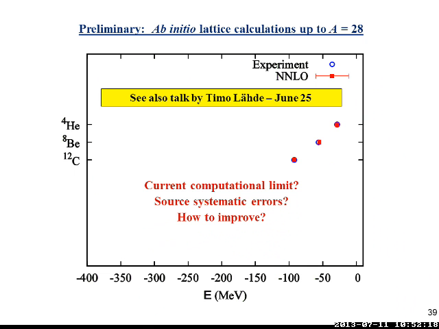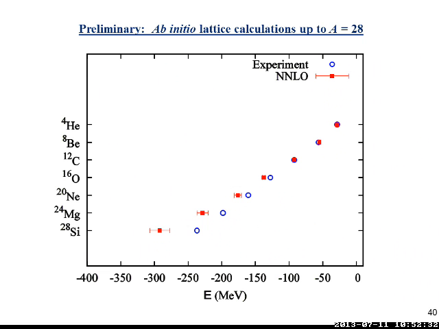Bob asked about it. So for helium-4, we get about 28. For beryllium-8, we get about 56. And carbon-12, we get 92. And the question is, what happens if we just go straightforwardly with our action and calculate? Can we actually go further? And so we can go up to oxygen-16, neon-20, magnesium-24, and silicon-28.